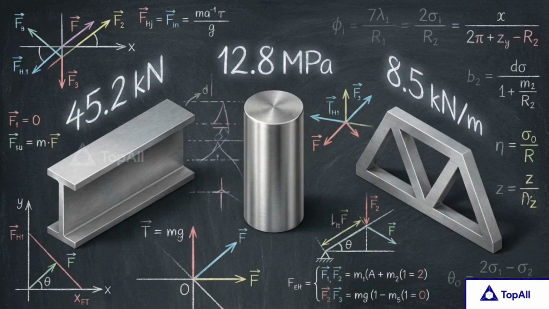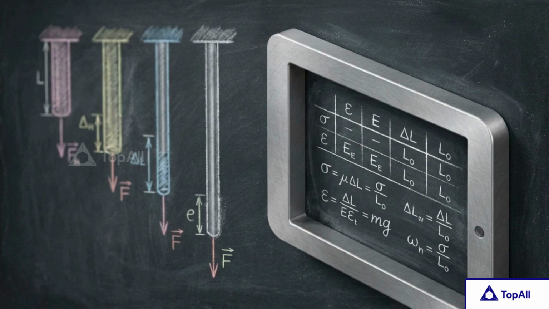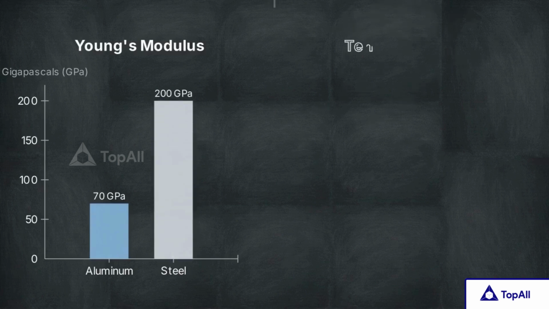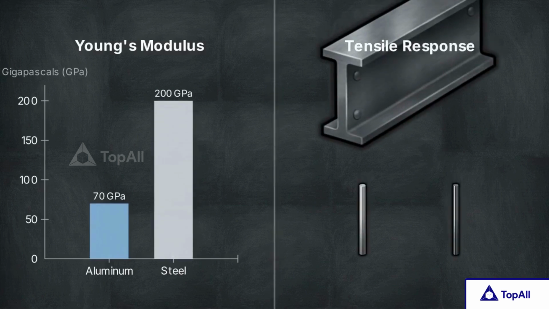By calculating this single number, we have a tool to predict exactly how much a material will resist deformation under load. Now we can apply these calculations back to the results of our initial lab test. This chart compares the specific Young's modulus values of our materials. Aluminum sits at 70 gigapascals. Steel reaches nearly 3 times higher at 200 gigapascals.